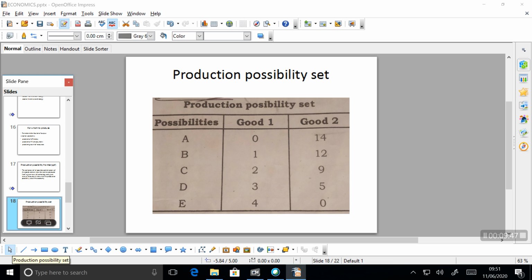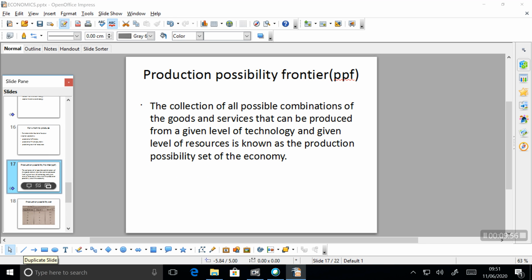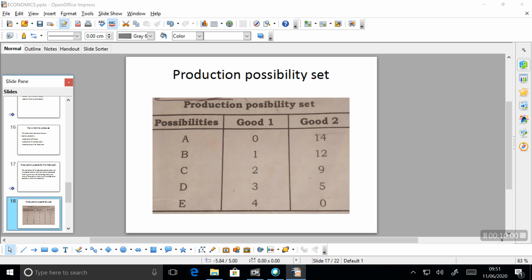Then first of all, what do you mean by production possibility frontier? It means the collection of all possible combinations of the goods and services that can be produced from a given level of technology and given level of resources. On the basis of this definition, the production possibility set is there. So many possibilities are there: A, B, C, D, E.